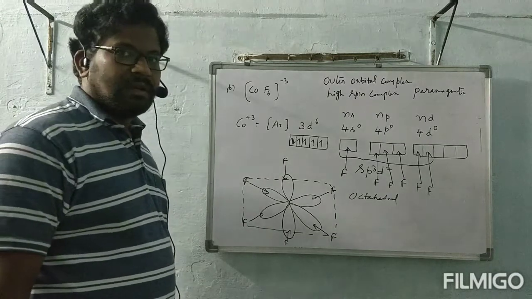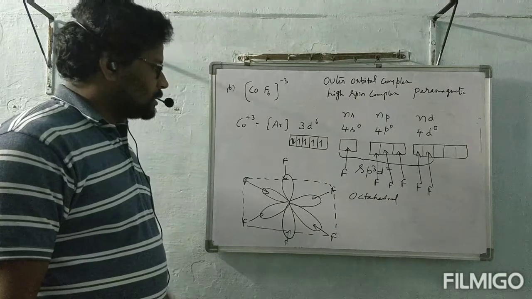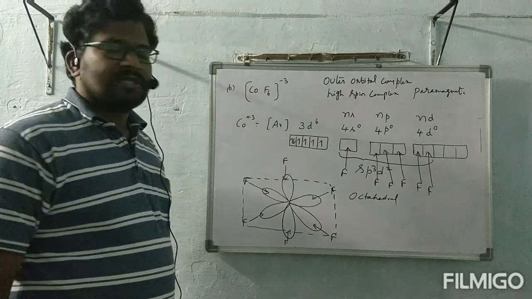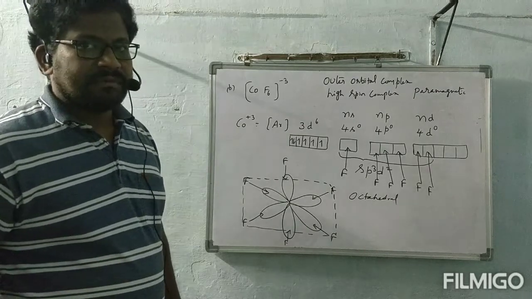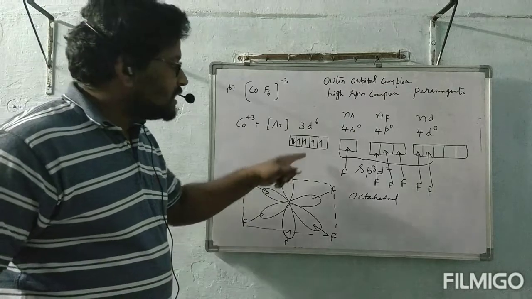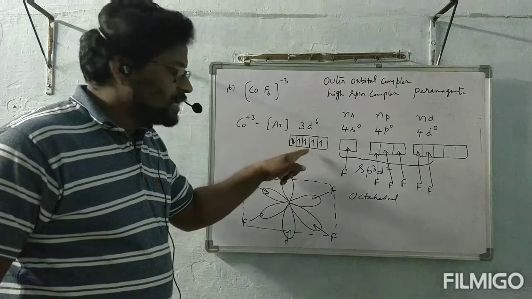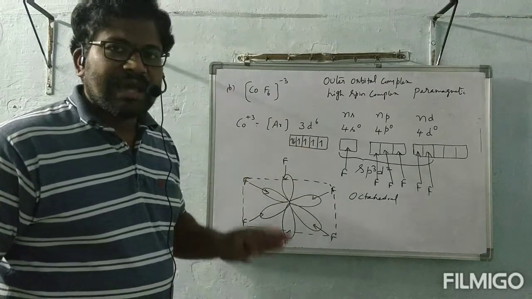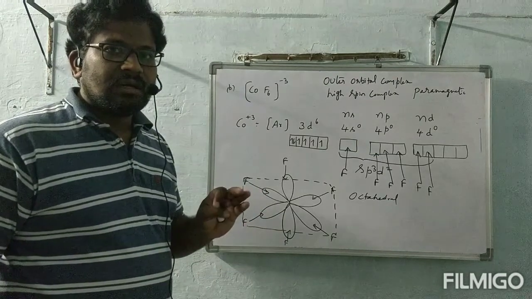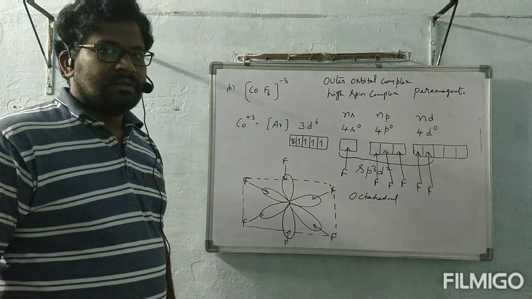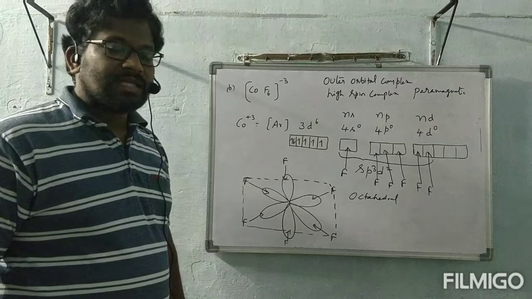Just see this once carefully. This is the information about CoF6 3 minus. Now the problem here is, in the previous example, why these electrons are getting paired, and in this example, why these electrons are not paired. That clarification was not given by valence bond theory. That is the drawback of valence bond theory. That is clarified by crystal field theory.